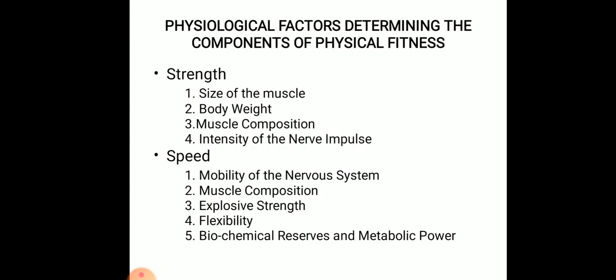And next one is the intensity of the nerve impulses. The muscle is composed of a number of motor units. The total force of the muscle depends on the number of contracting motor units. Whenever a stronger nerve impulse from the central nervous system excites more motor units, the muscle will contract more strongly, or it can be said that the muscle will produce more force or strength. So the intensity of the nerve impulse also determines the amount of strength. So this is for the physiological factors of strength.